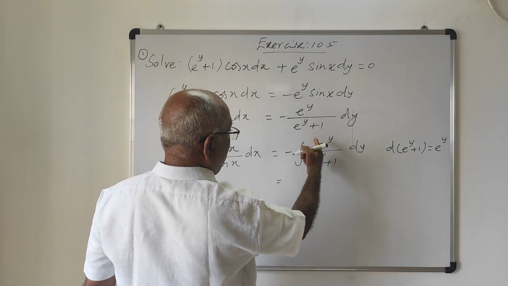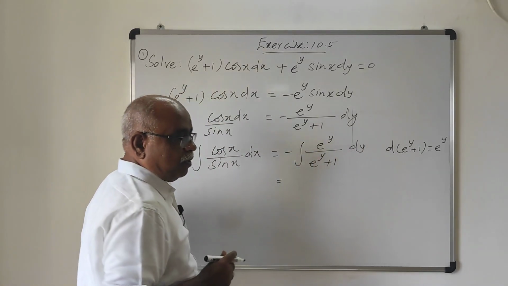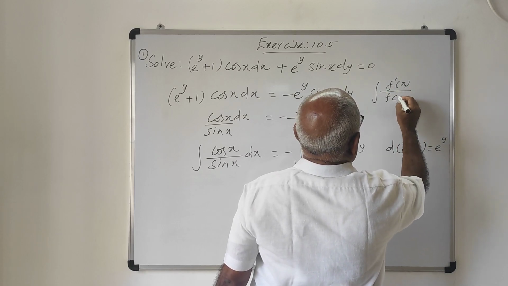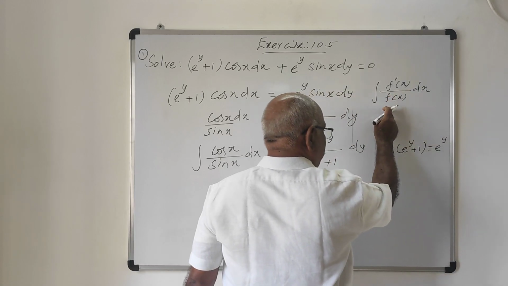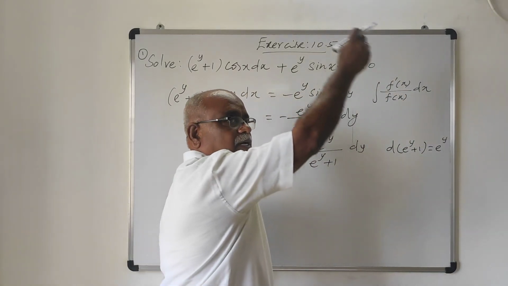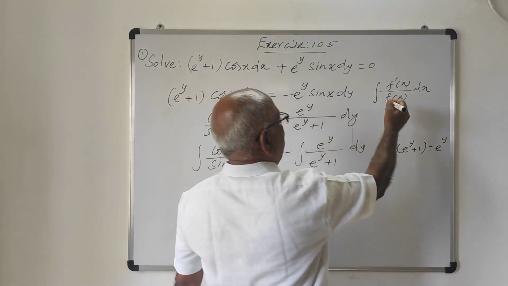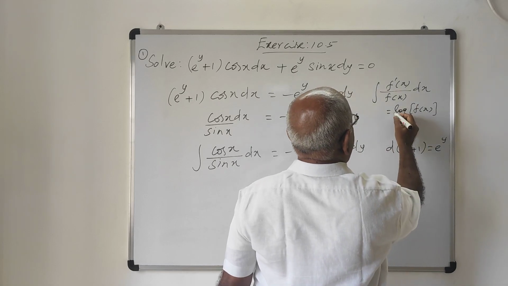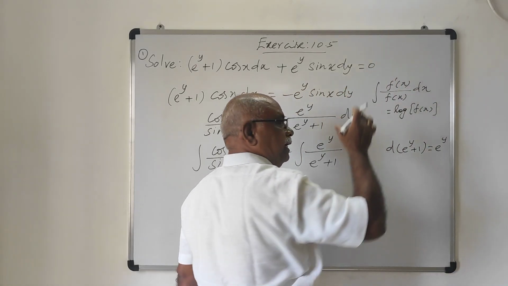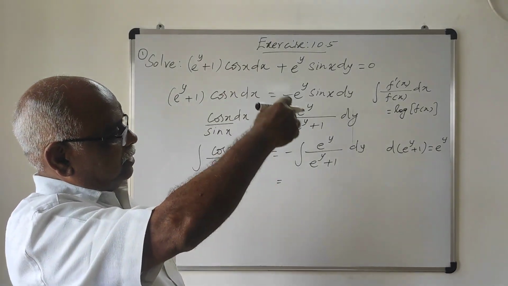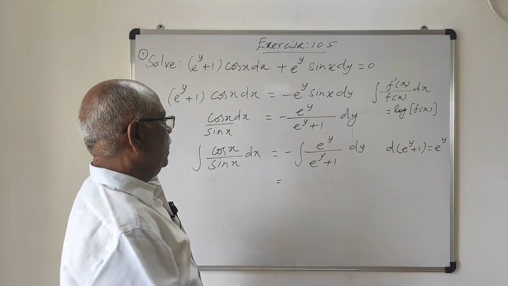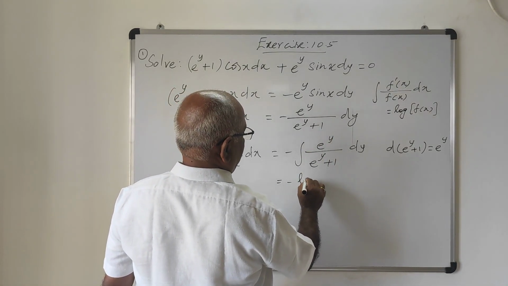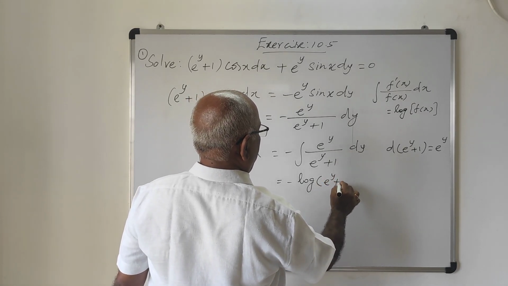By definition, the formula is integral f dash of x by f of x dx. If the derivative of the denominator function is in the numerator, then the integral value is log of the denominator, log of f of x. This is a formula. Therefore, the derivative of e^y + 1 is in the numerator, e^y dy. Therefore, this is minus log of the denominator e^y + 1.